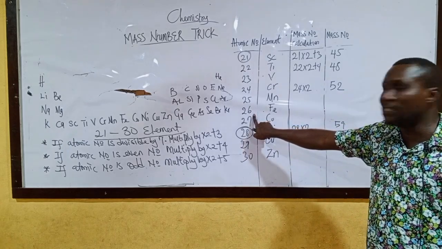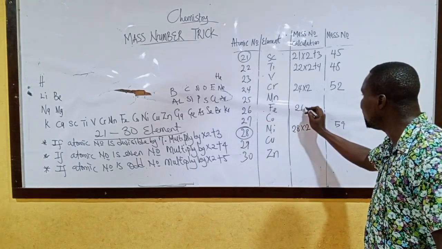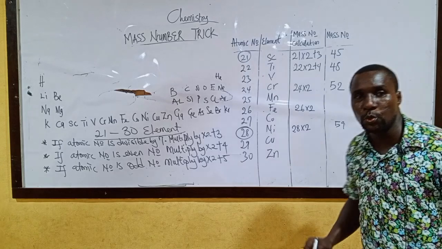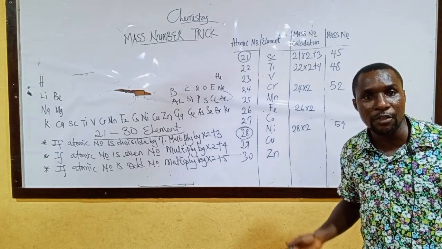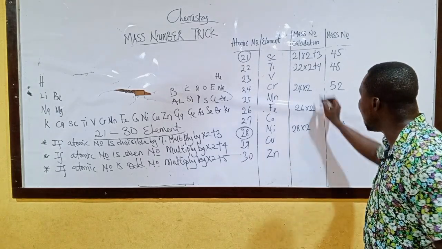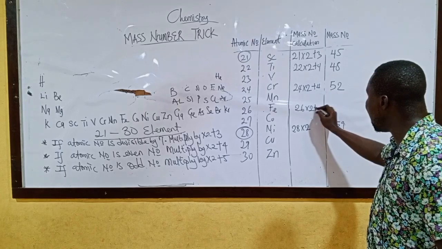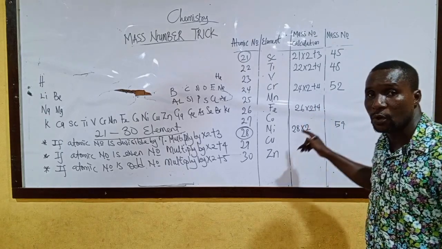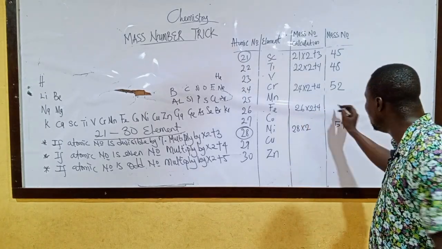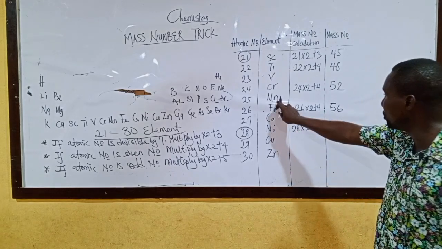Another even number, 26. 26 times 2 gives you 52. Then add 4. 52 plus 4 will give you 56. I'm still coming back to this.